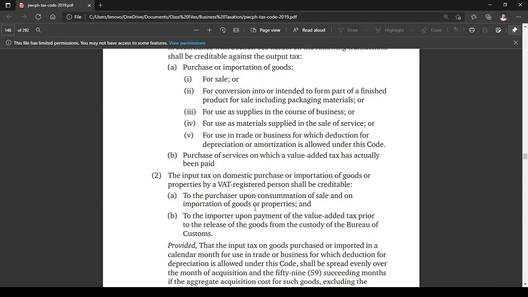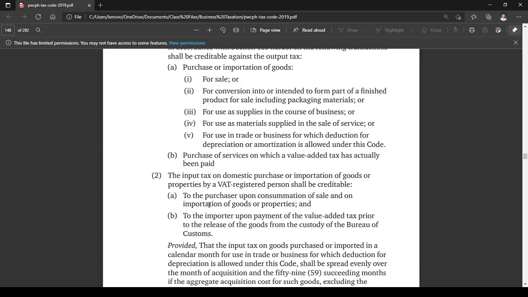So if we are a purchaser, kapag purchaser tayo, tayo ay domestic purchase, bumibili lang tayo dito sa loob ng Pilipinas, our input tax is creditable upon consumption of sale. So kapag nagbenta na tayo, saka lang tayo pwede makaka-avail ng creditable input tax.